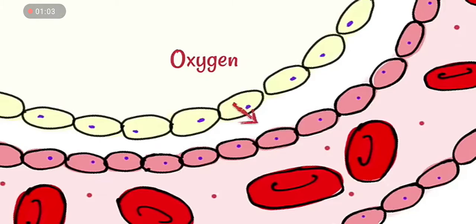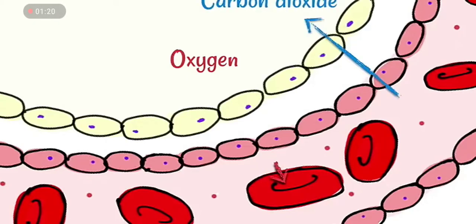The same thing applies for the lining of the blood capillary, until eventually it diffuses into the red blood cell, where it can bind with hemoglobin to form oxyhemoglobin. Similarly, carbon dioxide can also diffuse across these cell membranes and reach the alveolar sac to then exit the body.